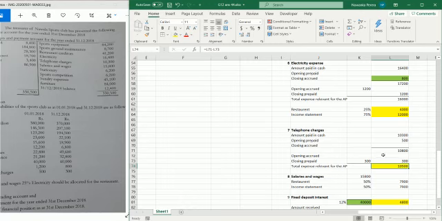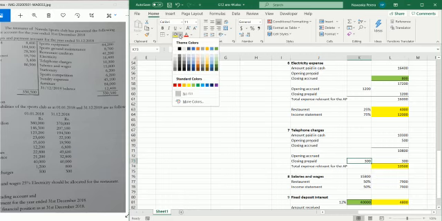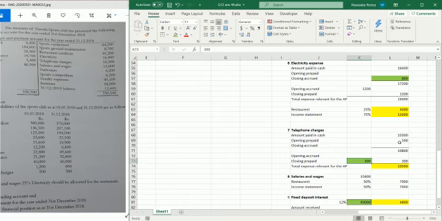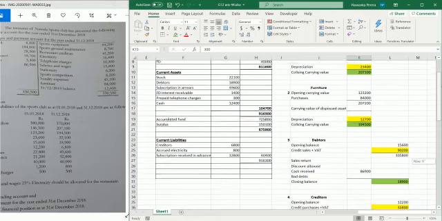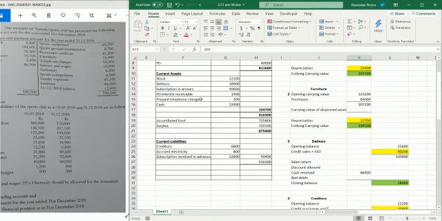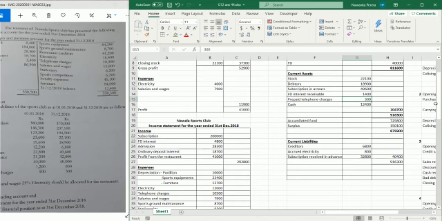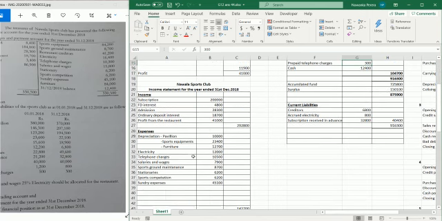Thereafter, the closing prepaid amount of 300 has to be recorded in your statement of financial position, and this is considered as an asset, and it has to be recorded in the statement of financial position under current assets. Here I have recorded prepaid telephone charges 300, and the total amount of telephone charges has been recorded in the income statement, 10,500.